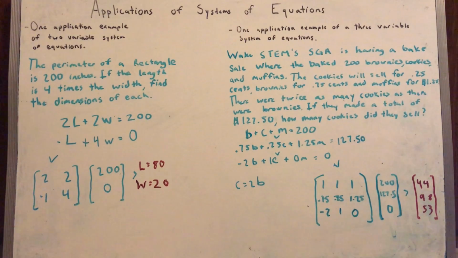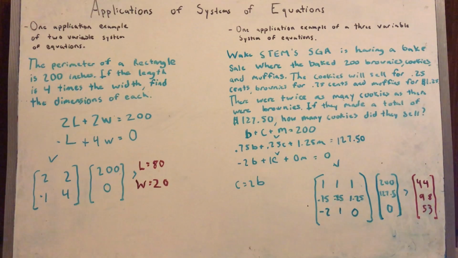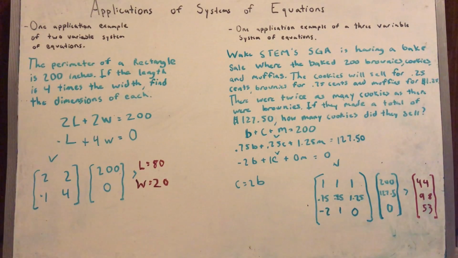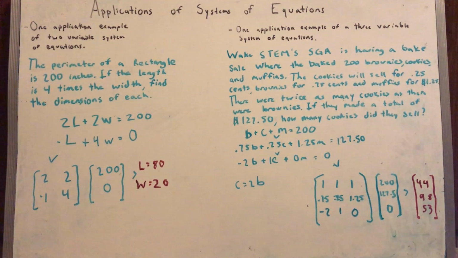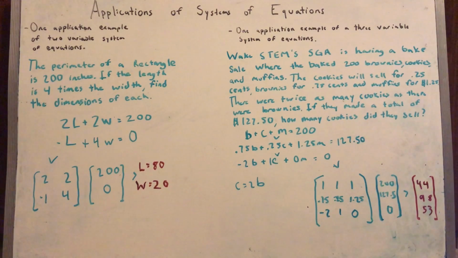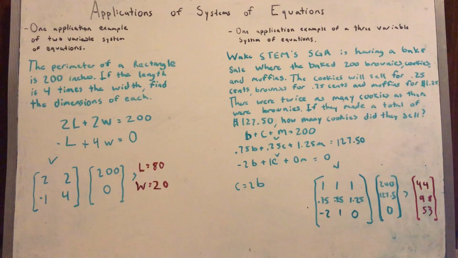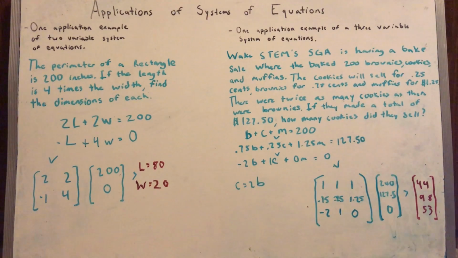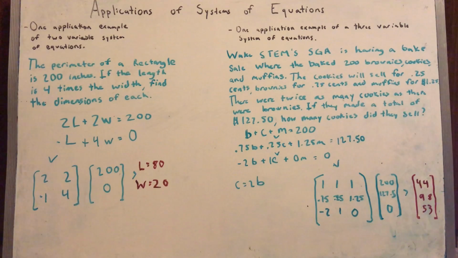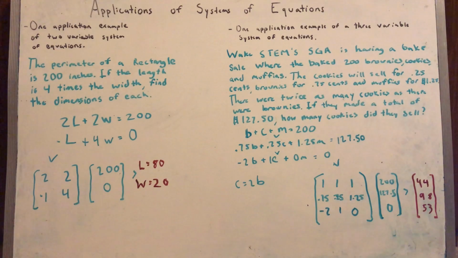So first we started with brownies plus cookies plus muffins, which equals 200, which is B plus C plus M equals 200, as seen under the question. We then do 0.75B plus 0.25C plus 1.25M equals 127.50. We got this information using the dollar portion in the question. So we got 0.75 from the 75 cents. We then got 0.25 from 25 cents and the $1.25 from the question.